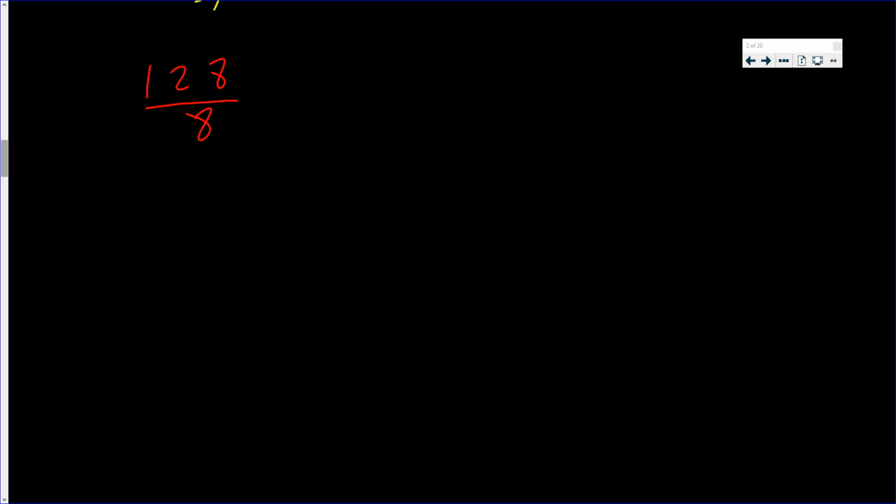But what I can do is, I can see that 4 goes into those two numbers. Instead of dividing by 8, I'll divide by 4 times 2. 4 goes into 128 32 times. And I divide that by 2. You should know how many times 2 goes into 32. It goes in 16 times. And if you didn't, you do the division. 2 into 3 goes 1 time with 1 left over. 2 into 12 is 6.